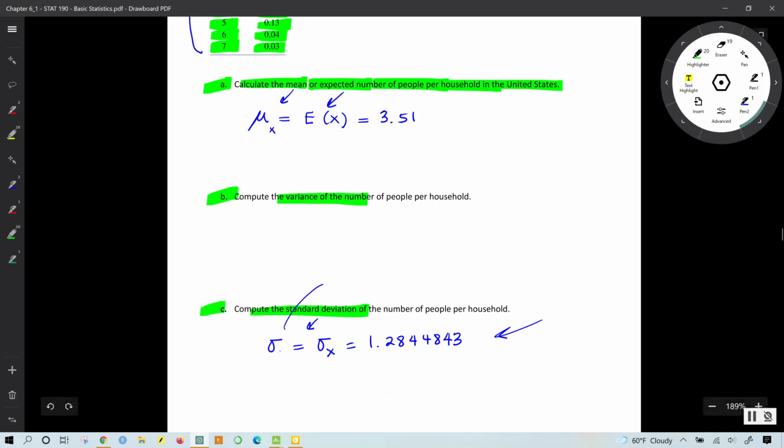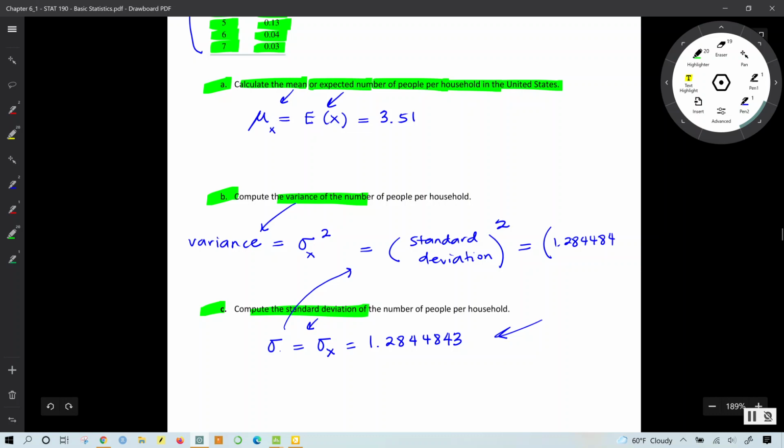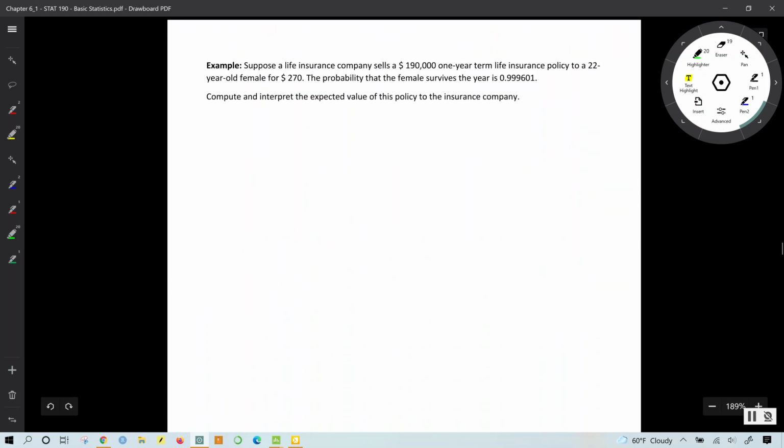Now, anytime you have the standard deviation, once you square it, that is standard deviation squared, this will always be equal to the variance. And so that will be 1.284483 all squared, which is equal to 1.64989917. This is the variance. With that said, we proceed to the next example.